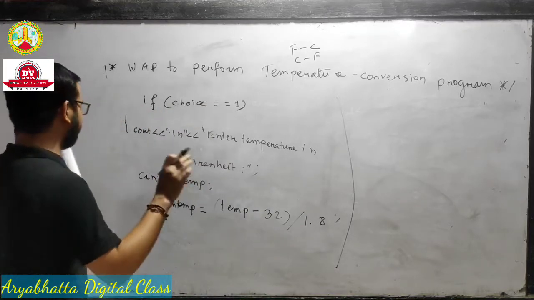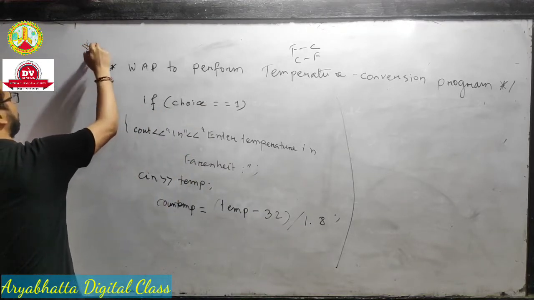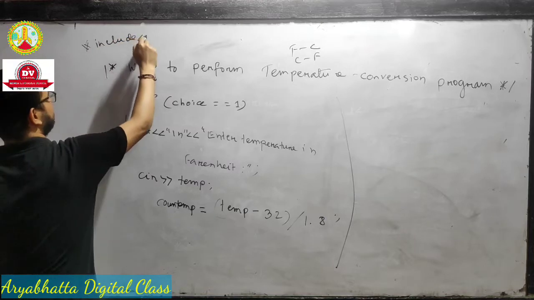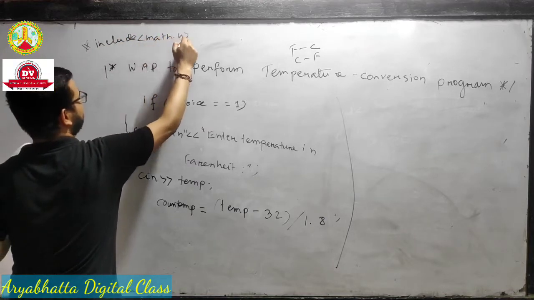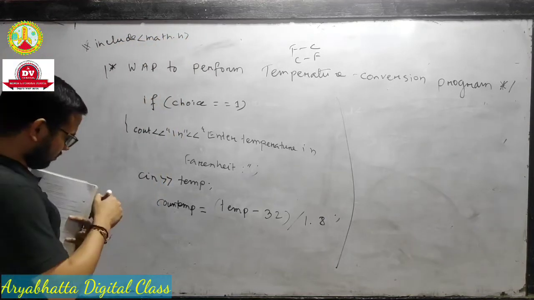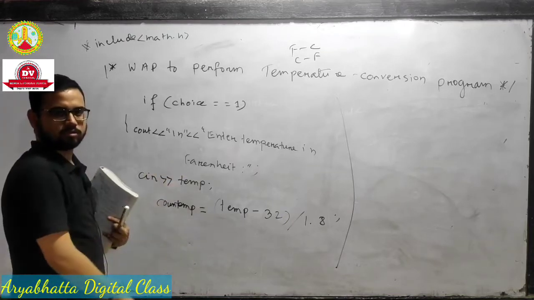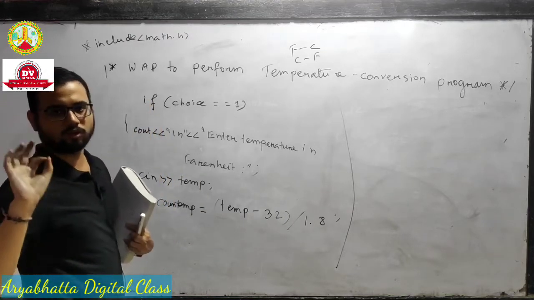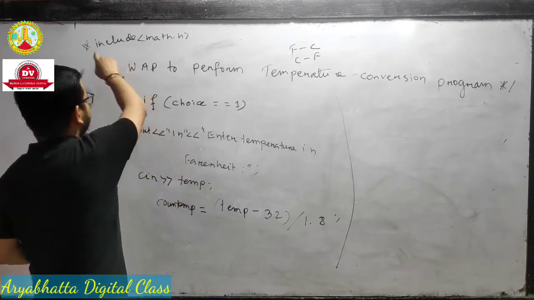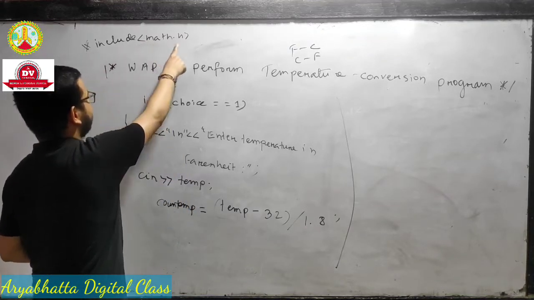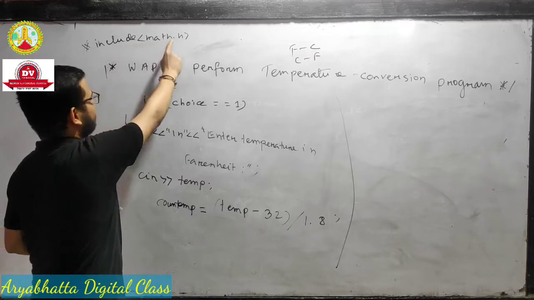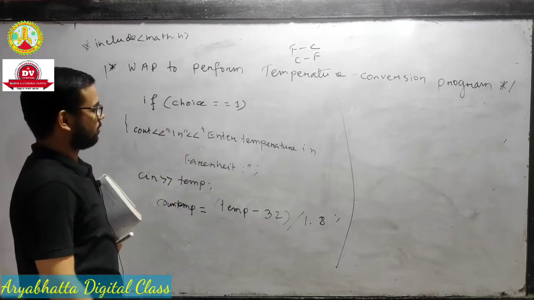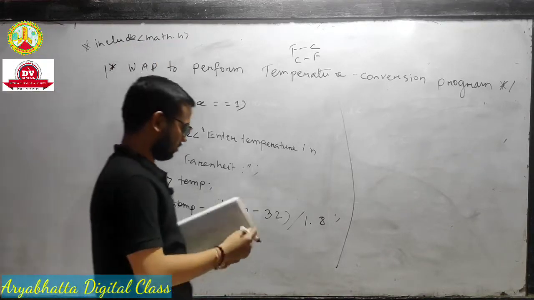In the header files, one more header file we must use, that is math.h. I just skipped that portion. Actually all of this is a mathematical formula. This is why we take three header files: iostream, conio, which you already know, and one header file we must use, include math.h. math.h is for mathematical functions.